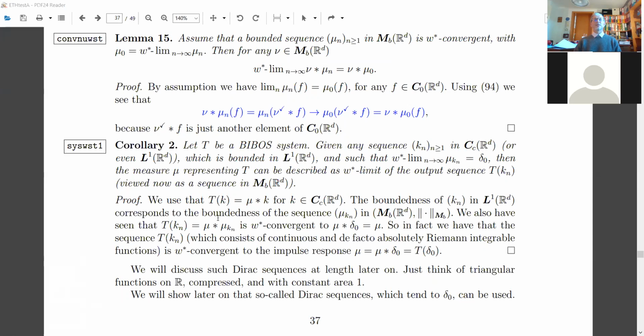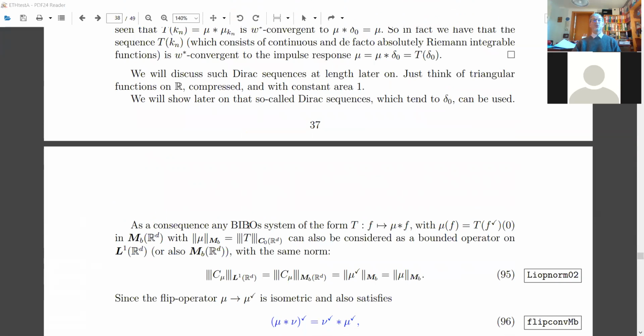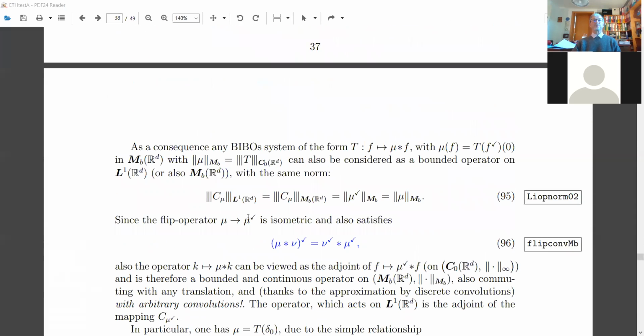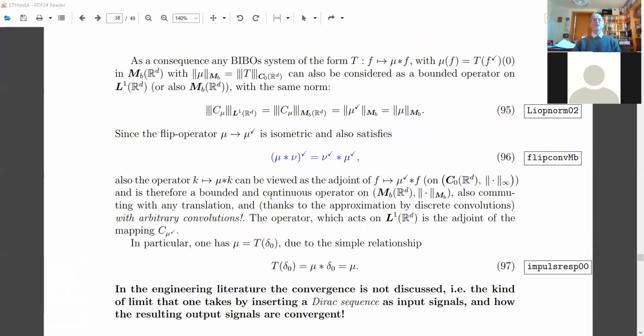So clearly, this raises the question of what weak star convergence means. We will see what it also means for the transfer functions and all these things. But I think that's already an important issue. And I would like to just mention that the whole thing is quite consistent.